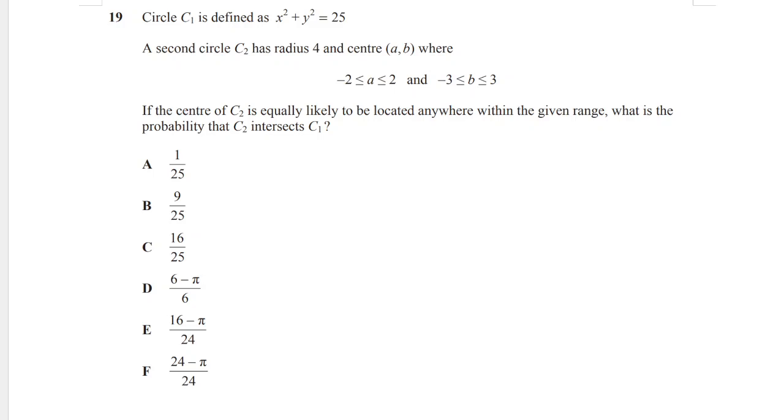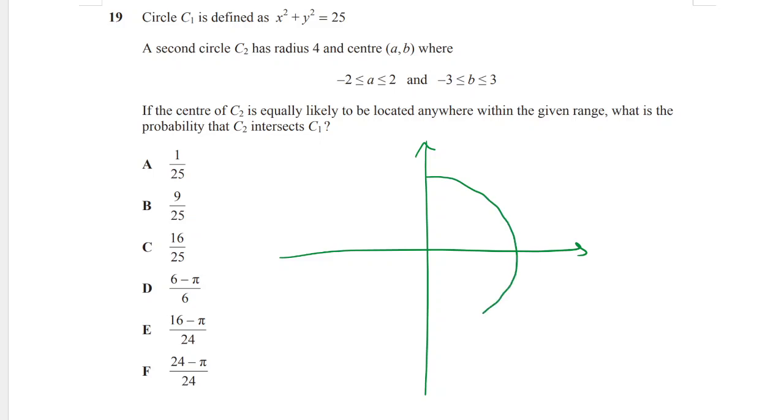Okay, so again, first of all, you need a diagram to see what's happening. I can't see what's happening without a diagram at all. So, diagram. Radius is 5, so maybe 5 is here, I don't know. Okay, so where could the center be?